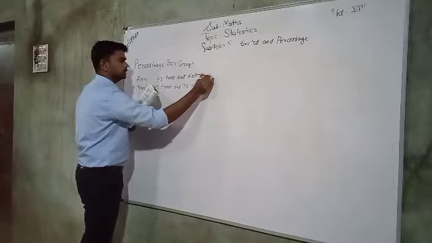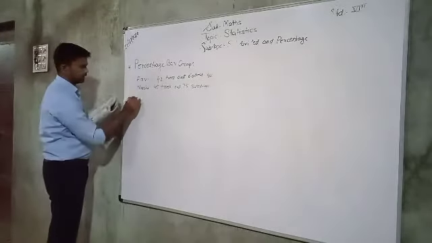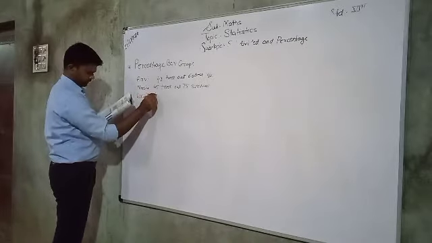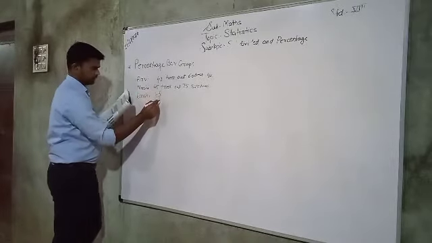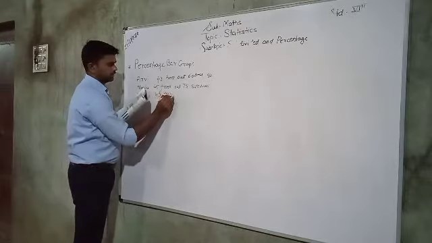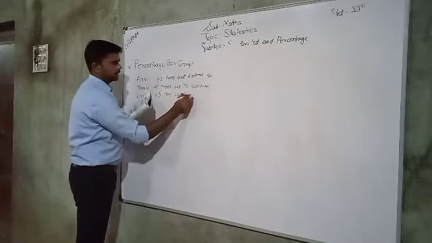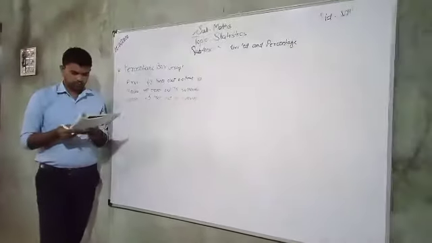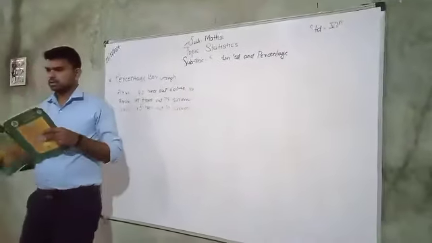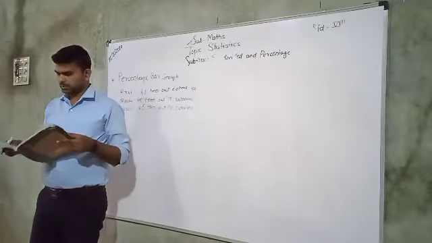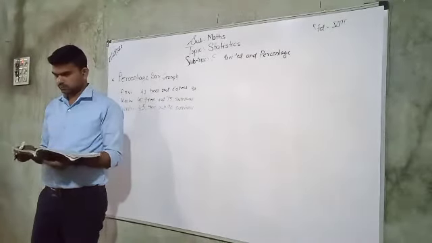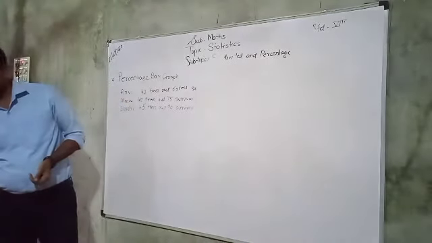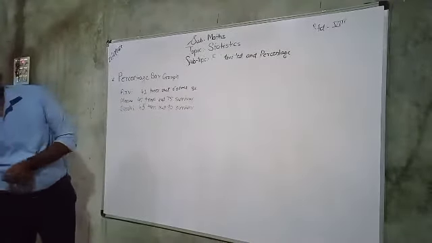Here also survived. And in town 3, that is Barshi, 45 trees out of 90 survived. So what we have to do? We have to calculate the percentage and we have to draw the percentage bar graph. For that, first we have to draw the table.